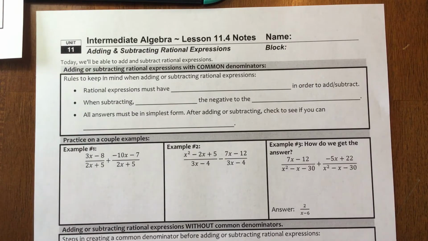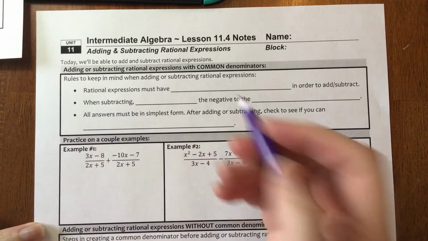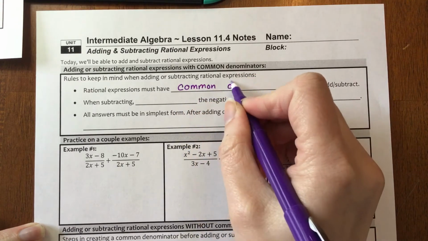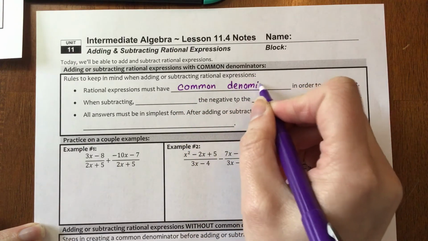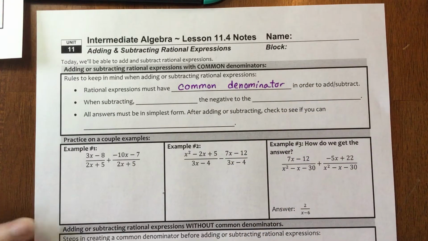Thinking back, like way back to when you started learning adding and subtracting fractions, the one thing that all of the fractions absolutely must have is a common denominator. So rational expressions, because they are fractions, also need a common denominator. Okay, that was not necessary in the problems that we did for multiplying and dividing. So only adding and subtracting, we need common denominators.